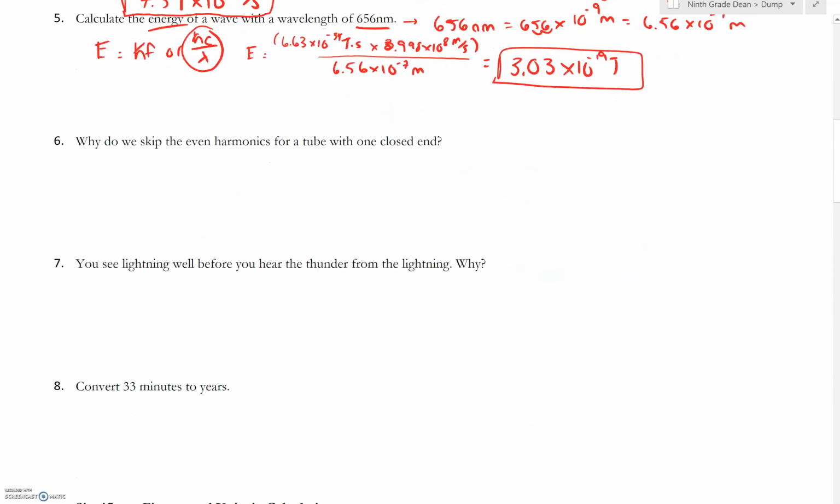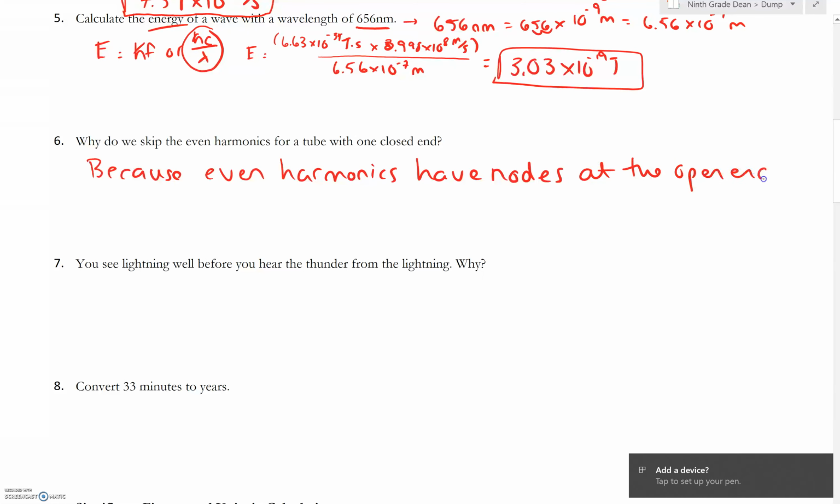Why do we skip even harmonics for a tube with one closed end? And remember, that's because the even harmonics have nodes at the end. At the open end, specifically. And remember, specifically, what that means is that if you have a node at the open end, that creates no sound. Okay, and remember, keep in mind, that is the worst whistle ever designed, if that's the one you design. So the even harmonics have nodes at the open end. Some of you didn't quite use the right vocabulary, but you drew good pictures, so I think I give you credit.